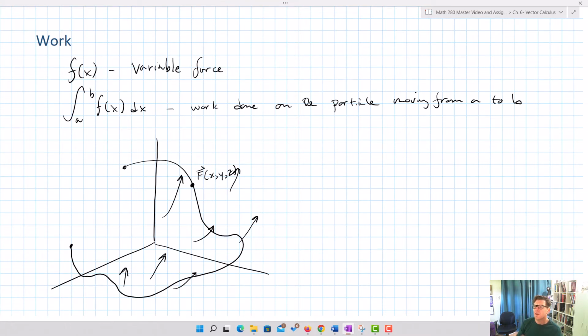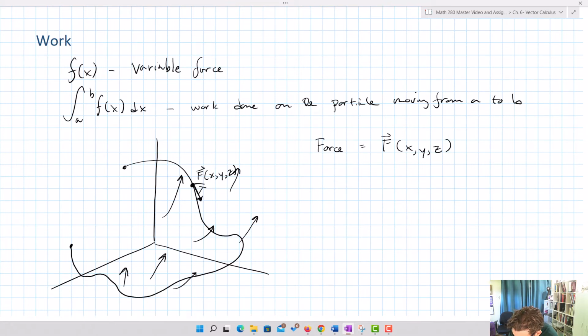Now, we're going to utilize that vector field. That vector field is going to end up being our force, right? So our force is going to be thought of as F of x, y, z at that particular point. And then my curve is going to have a tangent vector. That's T. This thing here is T of t.